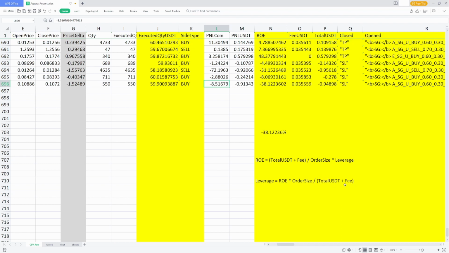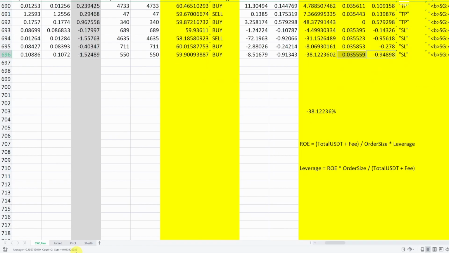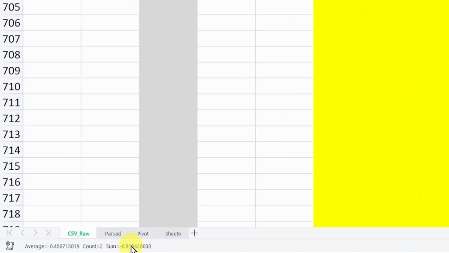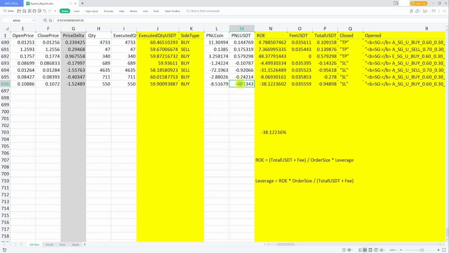To be fair, total USDT plus fee is this number here, P&L USDT. We can verify that. Fee plus total USDT. Down at the bottom we have 0.91, and this is what we have here. But this way to me is more clear. It shows you where the fees are taken care of and where they are not taken care of.